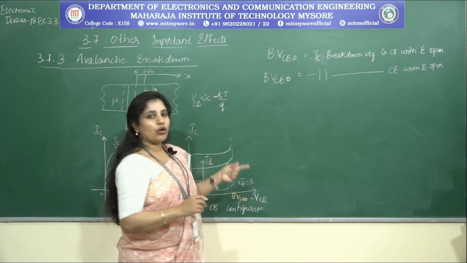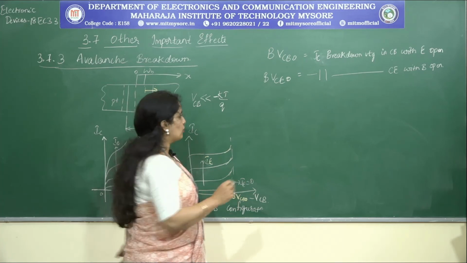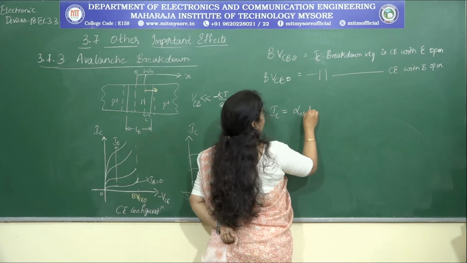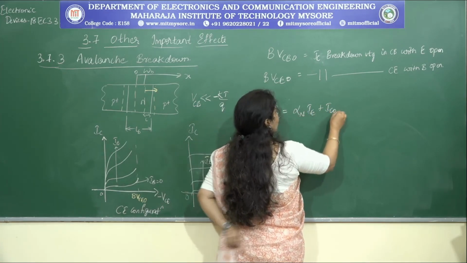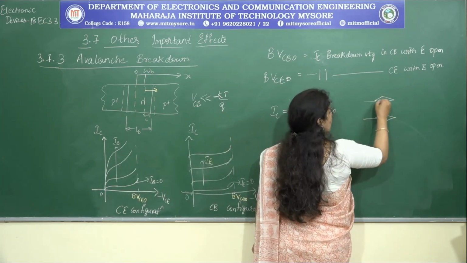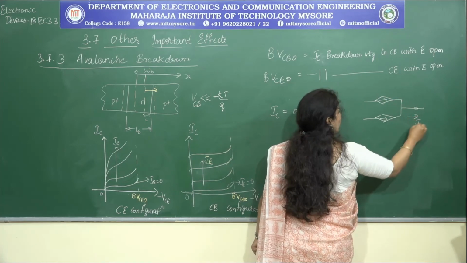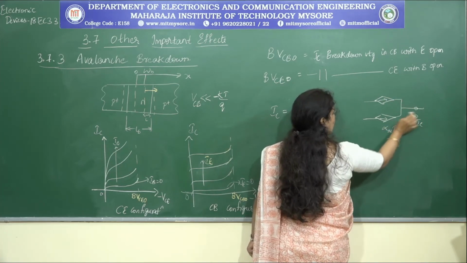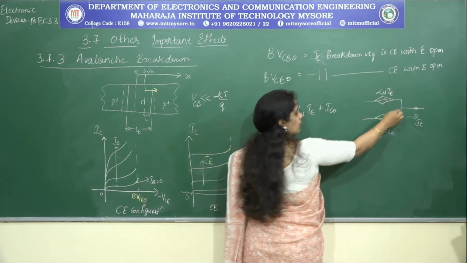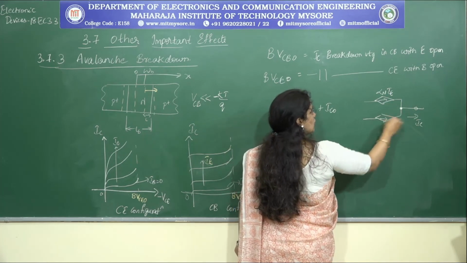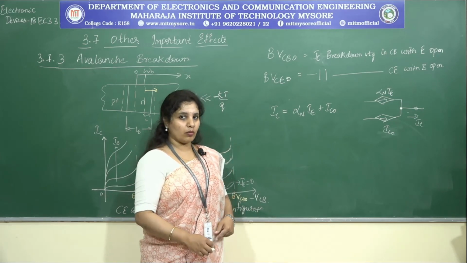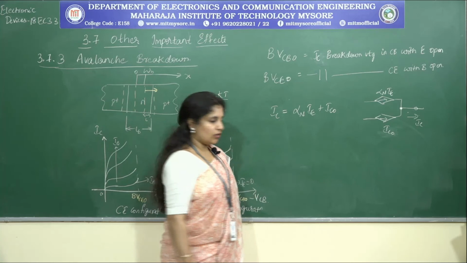Done? Now, if I want to represent that in equation form, let me try. So, IC is equal to what? Alpha N into IE plus ICO. You remember this equation we had come across? Sorry, this was ICO and this was alpha N into IE. Remember this, we had applied KCL at this point. These two are incoming currents and this was the outgoing current. In which model had we considered this? One of the Ebers-Moll models. So that is the equation that I have considered here.